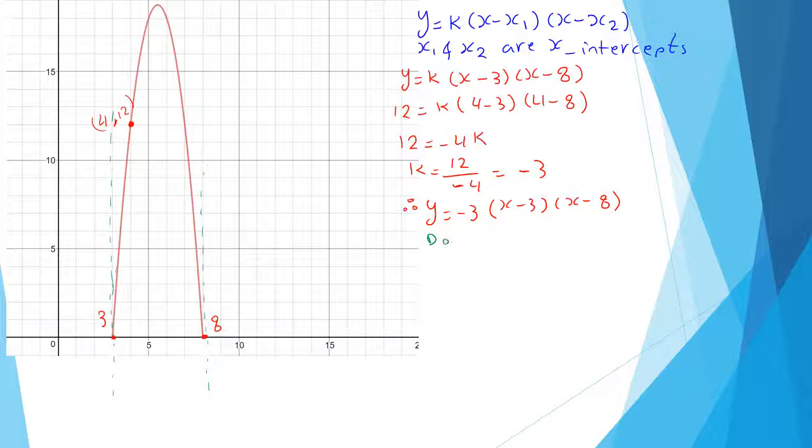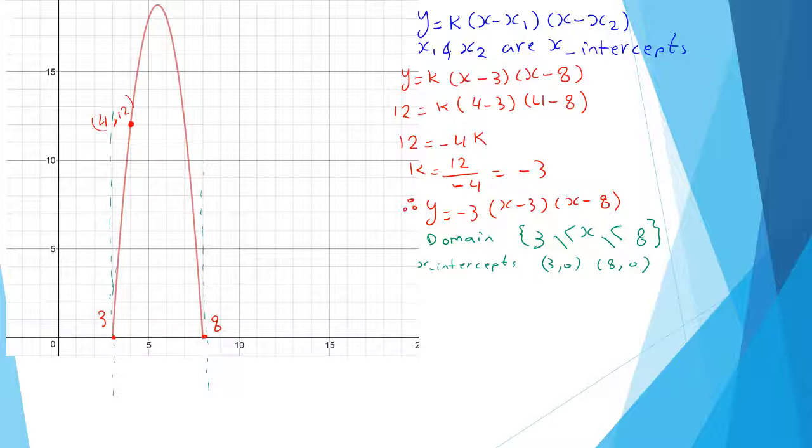So I write here domain. And this is how you write it in these ones as well. So x greater than or equal to 3, less than or equal to 8. So this counts as one feature of the parabola. The second feature of the parabola, you can write the x-intercepts. This is also a feature. So x-intercepts, which are (3, 0) and (8, 0).